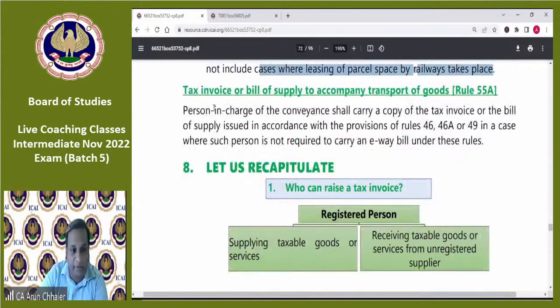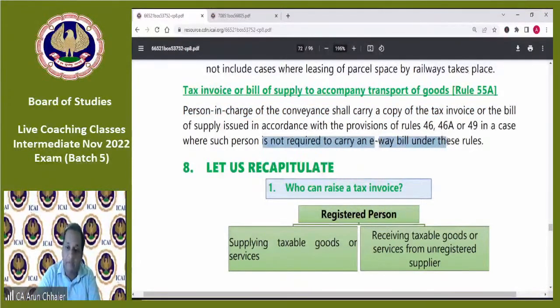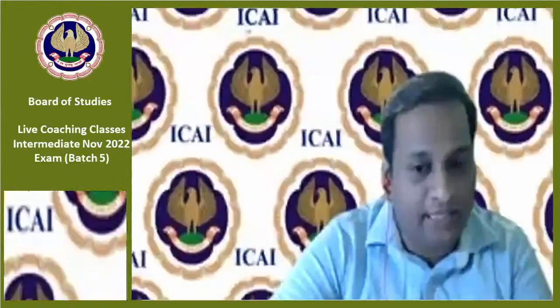And the person in charge of the conveyance shall carry a copy of the tax invoice or the bill of supply issued in accordance with Rule 46, 46A, 49. Not required to carry an invoice under B0. Not required to carry an e-way bill under B0. So under Rule 55A, again, the government has the power to notify the case. So by this, we have completed the e-way bill chapter.